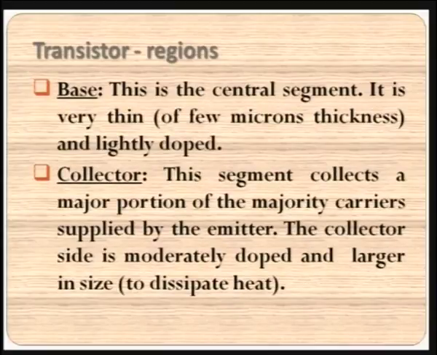The next one is base. This is the central segment. It is very thin, of a few microns thickness, and lightly doped. Collector, this segment collects a majority portion of the majority carriers supplied by the emitter. This collector side is moderately doped and large in size. This is to enable the collector to dissipate heat.